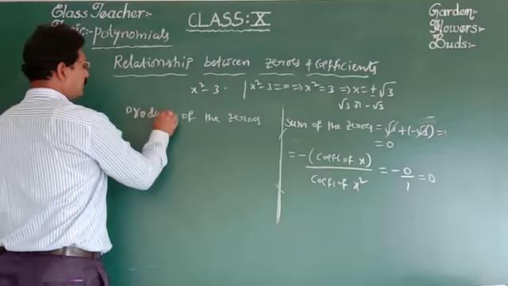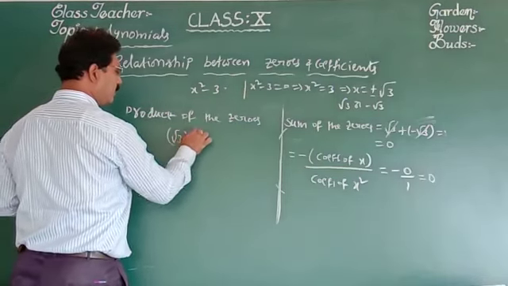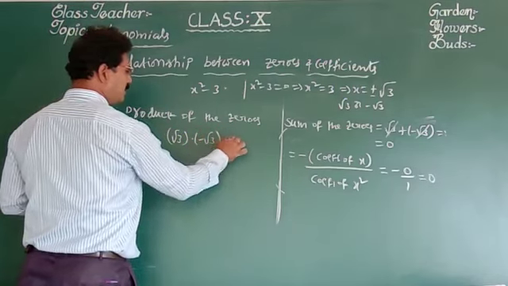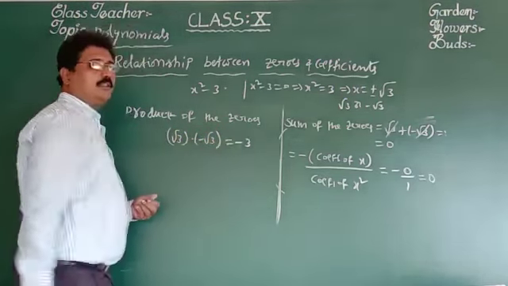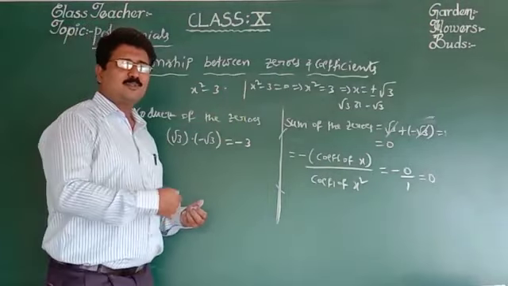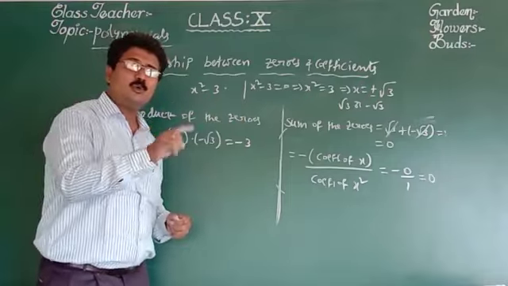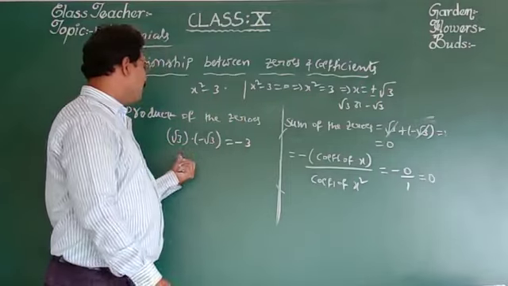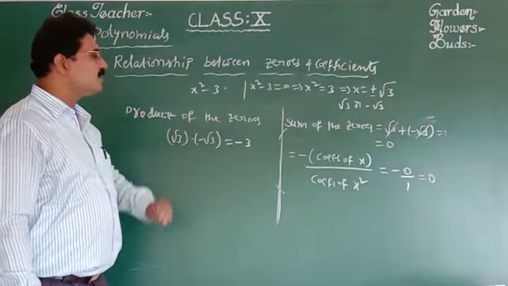Next come to the product of the zeros. What are the zeros? Root 3 into minus root 3, which is plus into minus, minus. What is root 3 into root 3? 3. Still some students are confused: root x into root x is x, root y into root y is y, and root 3 into root 3 is 3, just like that. So your answer is minus 3.